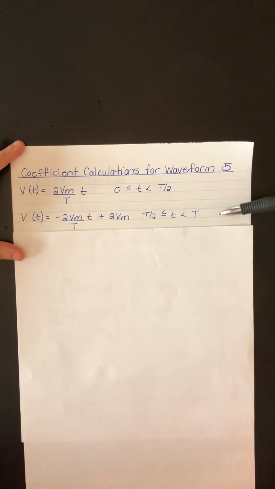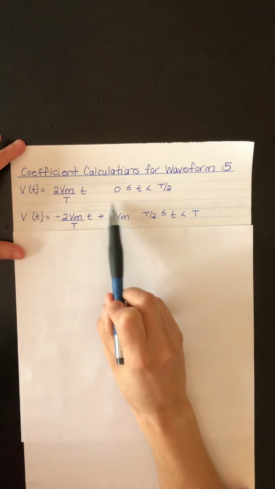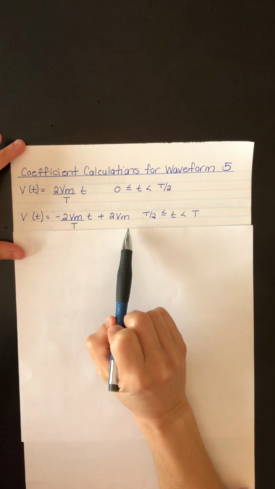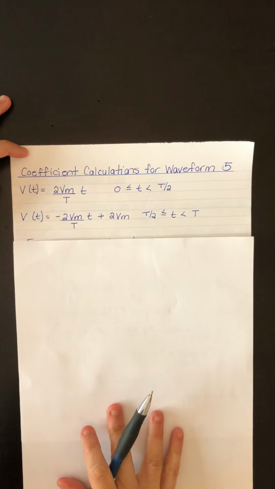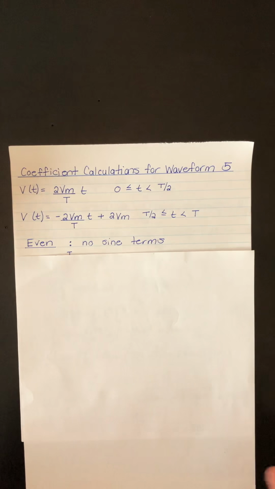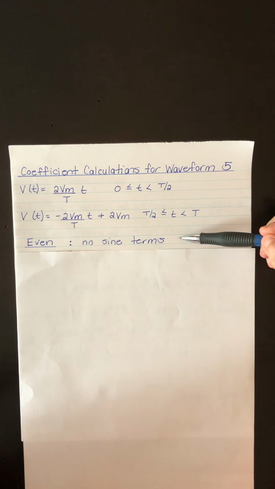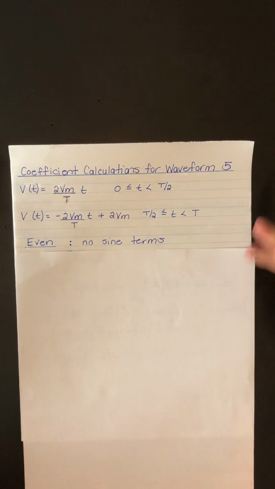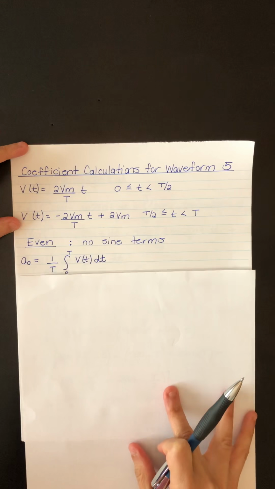This is going to be a little bit difficult since we do have 2 non-zero half cycles, and not only that, the second v at t expression is a binomial, so that will complicate our calculations a bit. The waveform is even, which means we will not have any sine terms, so we can skip the bn calculation. Let's begin with the calculation of a0.